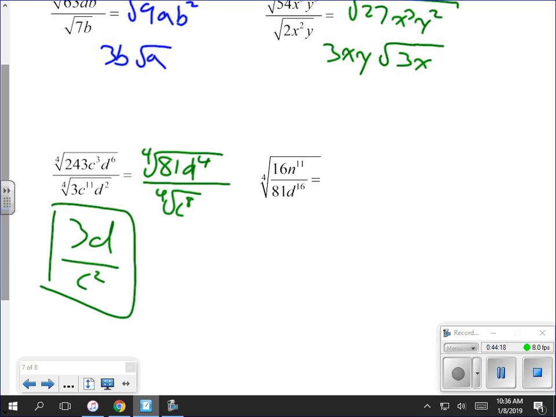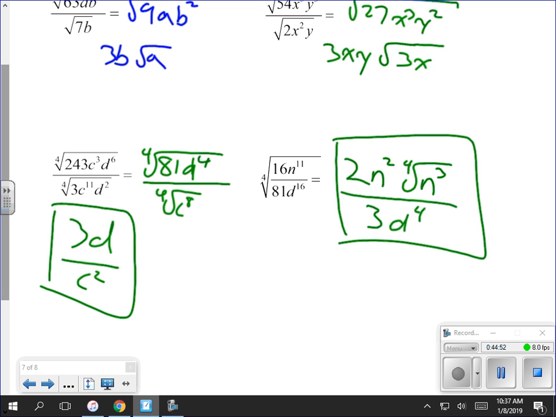Fourth root of 16 is 2. Fourth root of n to the 11th. 11 divided by 4 is 2 with a remainder of 3. So I have n squared, fourth root of n cubed, all over. Fourth root of 81 is 3. Fourth root of d to the 16. 16 divided by 4 evenly, so I just get d to the 4th. And that's my answer.